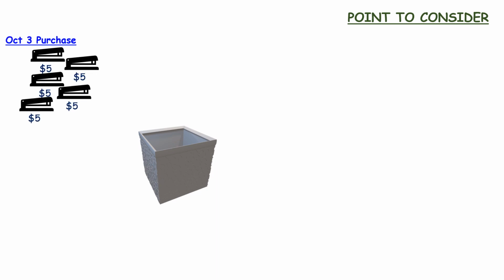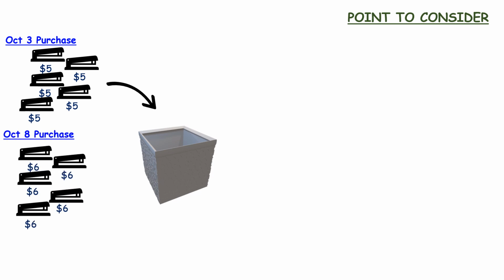Here's a point to consider. You can see this box. This box is very important for understanding why we need inventory costing methods. So on October 3rd, I purchased 5 staplers at $5 each, and I put them in this box. A couple of days later, I bought 5 more, but this time the price for the stapler was $6, and I put those in the box as well.